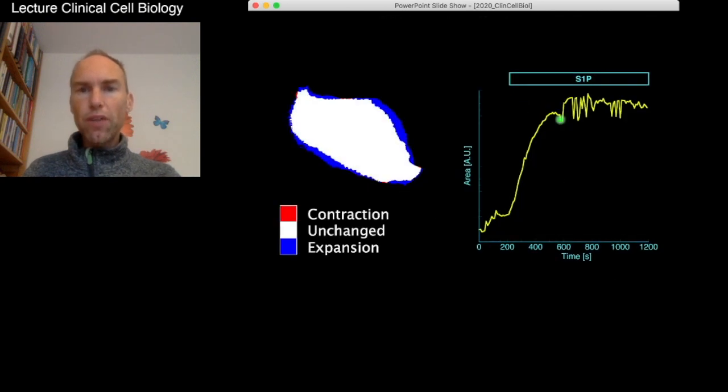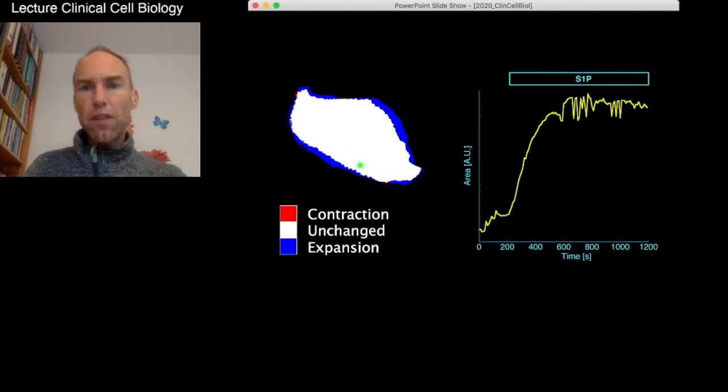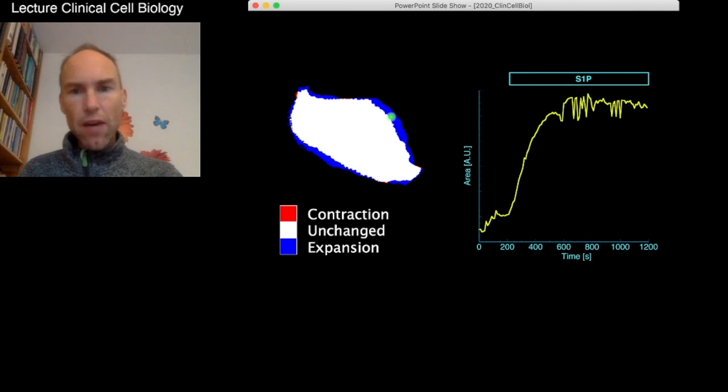We can quantify this over time. In this graph, you see the area of the cell. So this is the area of a resting cell. When we add sphingosine 1-phosphate, the area of the cell starts to increase. We've also indicated that with this color map, in which we overlap the cells before and after activation. If you see blue, this is the area where the cell expanded, and if you see red, it's the area where the cell contracted. And it's clear that overall this cell has expanded.